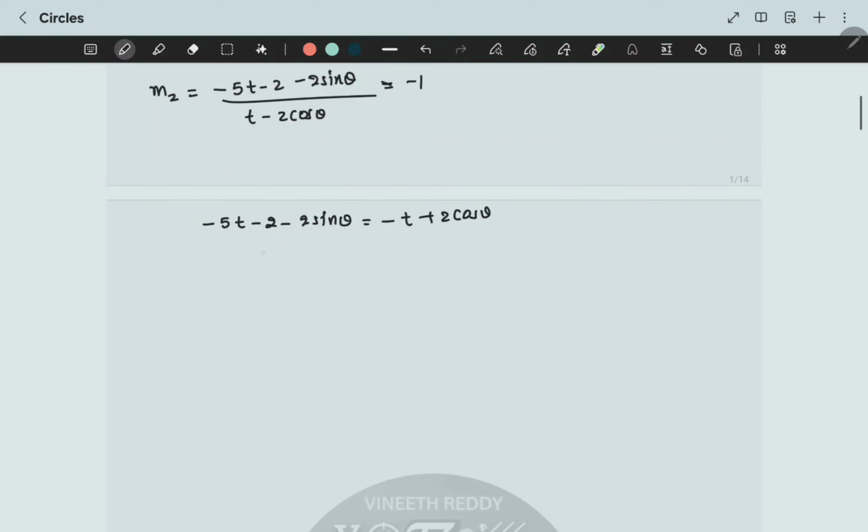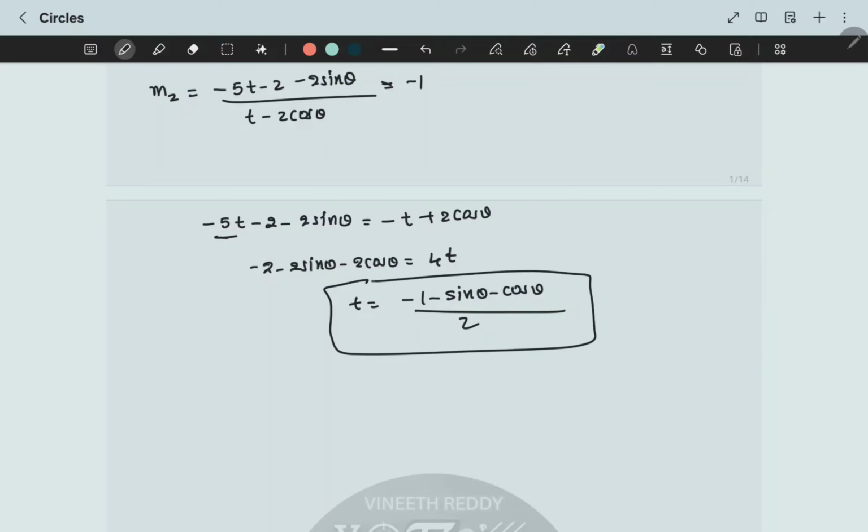So I just want the value of t. So bring minus t to the left hand side and bring all the other terms to the right hand side. Okay, we'll do one thing. We have minus 5t here. We will bring minus 5t to the right hand side and then all the other terms to the left hand side. So we get minus 2 sin theta minus 2 cos theta is equal to 4t. So t should be minus 1 minus sin theta minus cos theta divided by 2.